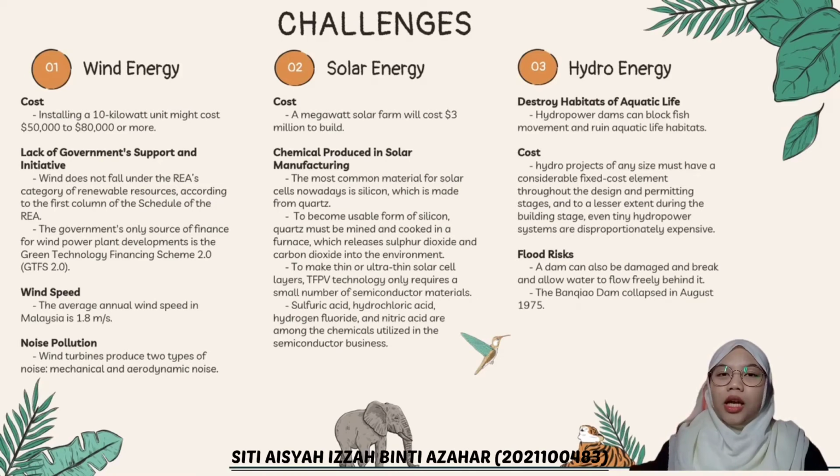Third, hydro energy. First, destruction of habitat of aquatic life. Hydropower dams can block fish movement and ruin aquatic life habitats. Second, cost. Hydro projects of any size must have a considerable fixed cost element throughout the design and permitting stage, and to a lesser extent during the building stage. Even tiny hydropower systems are disproportionately expensive. Third, flood risk. A dam can also be damaged and break and allow water to flow freely behind it. For example, the Bangkok Dam collapsed in August 1975.